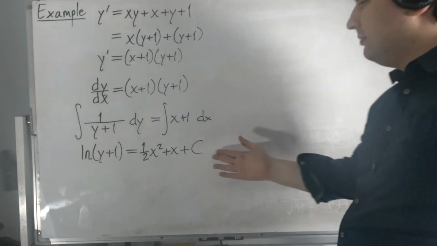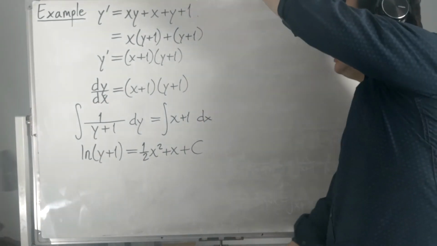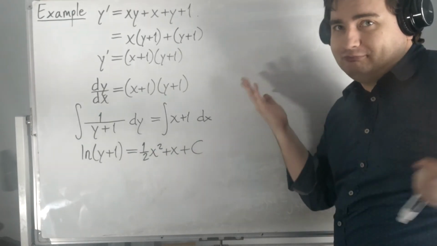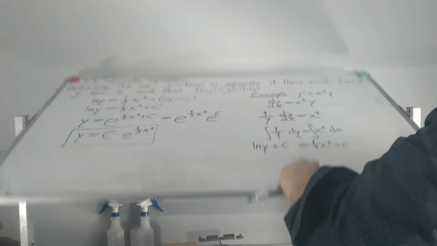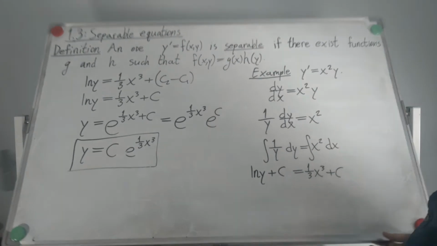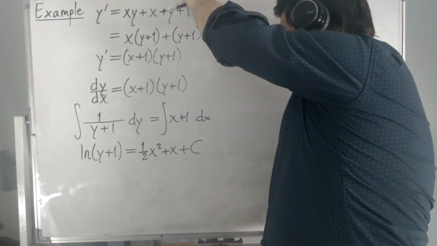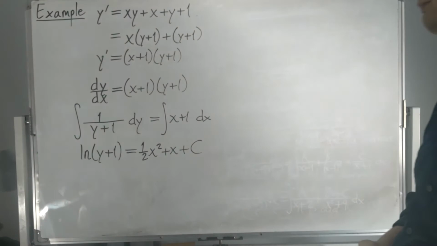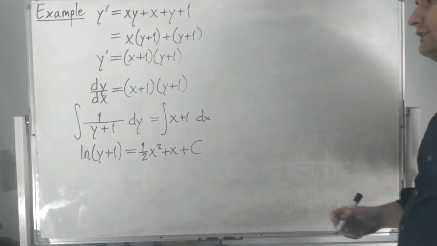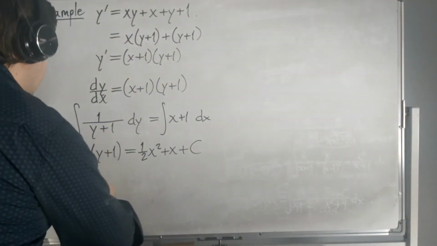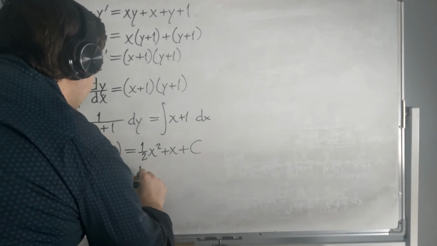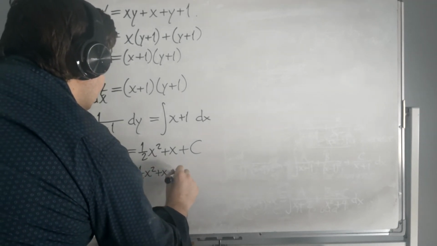If you're wondering why there's not a plus c on both sides, it's because if you did have a plus c on both sides, then you could just move it over to one side and then rename it c. That is what we did over here, after all. So we could just put it on one side, and that's fine. Anyway, we're going to have to raise e to both sides of this in order to cancel the natural log. So we get y plus 1 equals e to the 1/2 x squared plus x plus c.